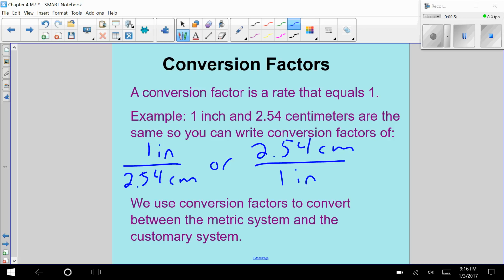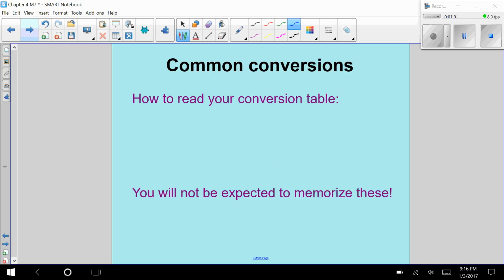We use conversion factors to convert between the metric system and the customary system. In America, we generally use the customary system, but most other places in the world use the metric system. So we want to be able to convert back and forth. So you have a conversion table.